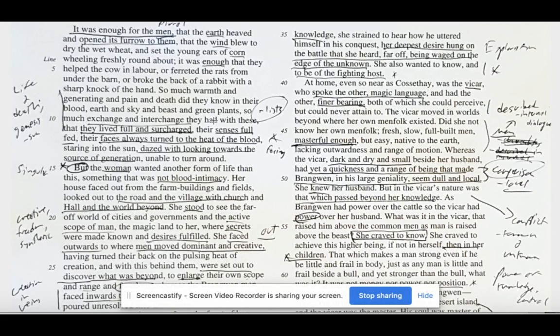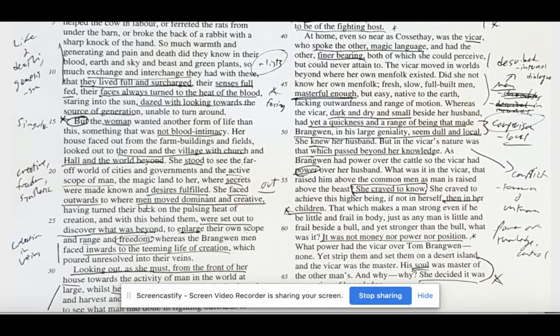There are some simple literary devices happening here too that I frankly love. Warmth and generating and pain and death in the first paragraph, that's a list. It's pretty easy, pretty straightforward. And for her, the road and the village with church and the hall, and the world beyond. These are two different worlds with a lot in them. So that's kind of interesting stuff too. Okay? It's setting, it's character.